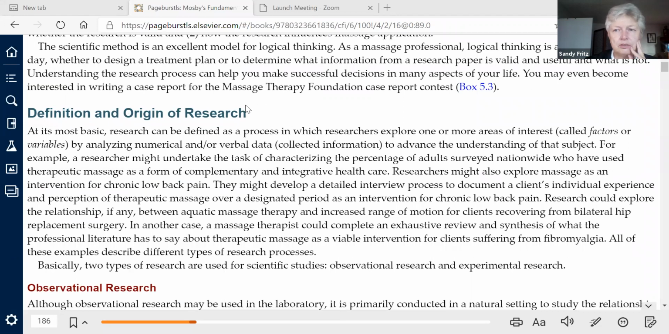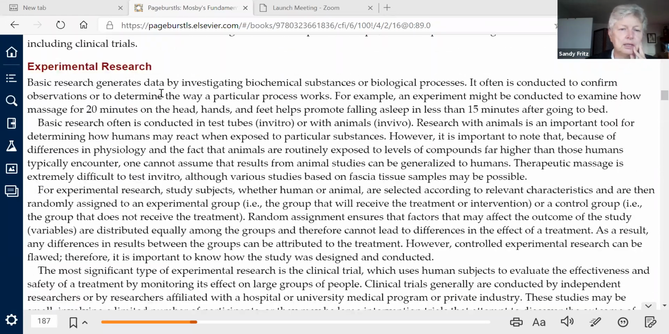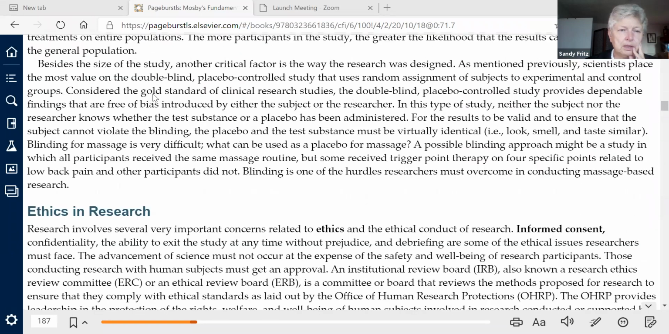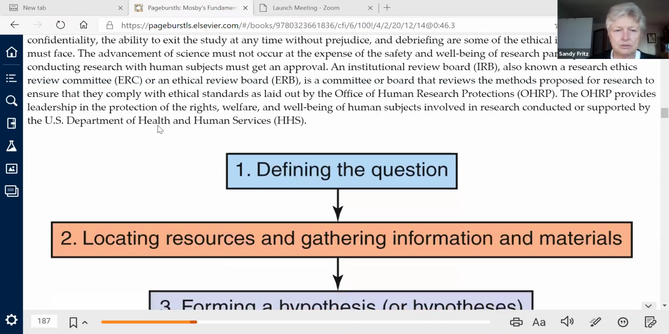So this is going to talk to you about the different types of research and the importance of ethics in research. Especially with human research, there's something called an institutional review board. So there's an overarching group that is making sure that when somebody is involved with research, they are doing due diligence to make sure that nobody was harmed in the research.